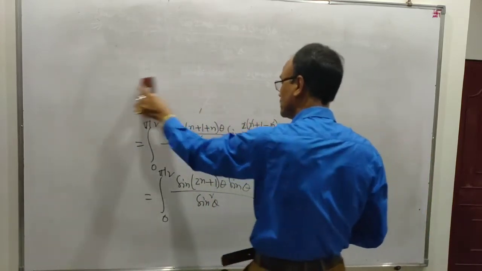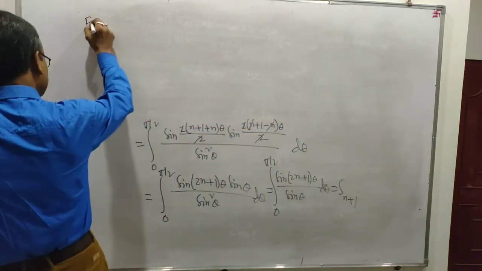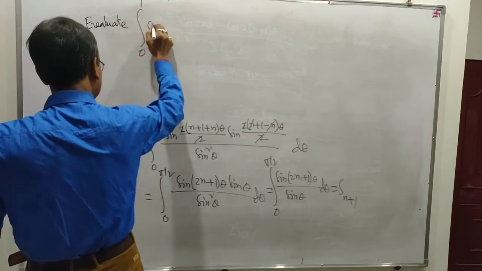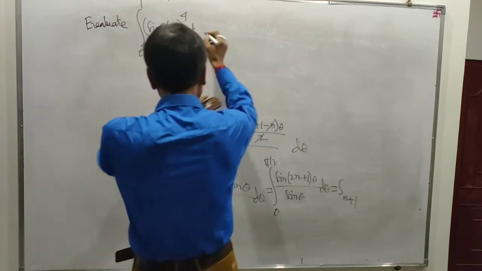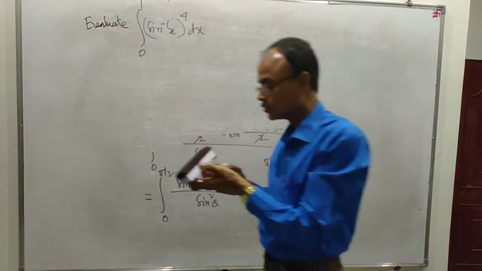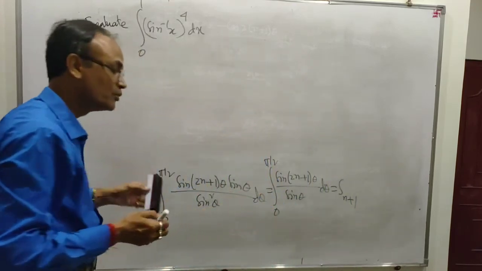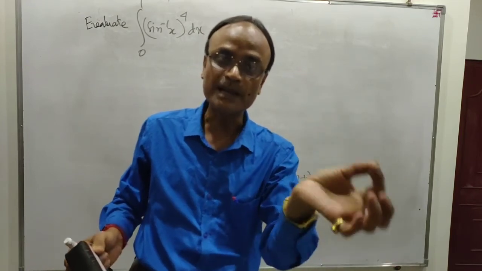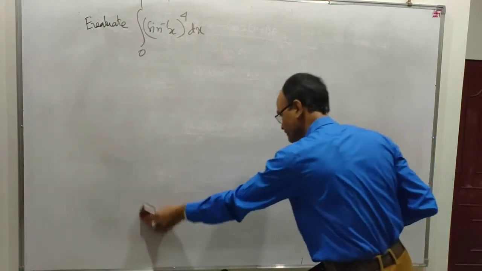After doing another problem, I will stop the class. Evaluate the integral from 0 to 1 of (sine inverse x) whole to the power 4 dx. Very simple. To obtain the reduction formula, we generally apply the method of integration by parts. Now we see here.